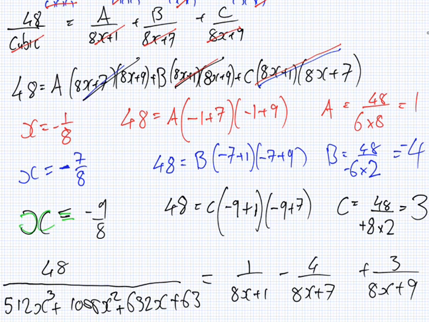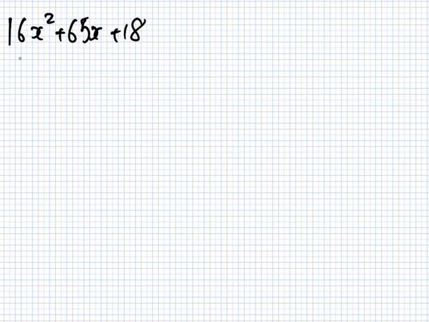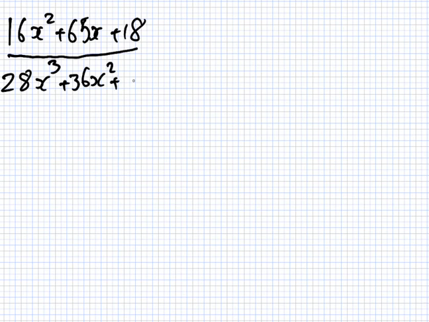So H, I'll do this one as an example. So we have 16x squared plus 65x plus 18 all over 28x cubed plus 36x squared plus 15x plus 2. Okay, so first, let's factorize the cubic here. So can I have the factors, please, for the cubic?